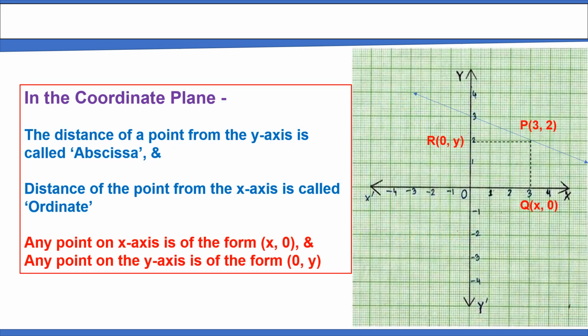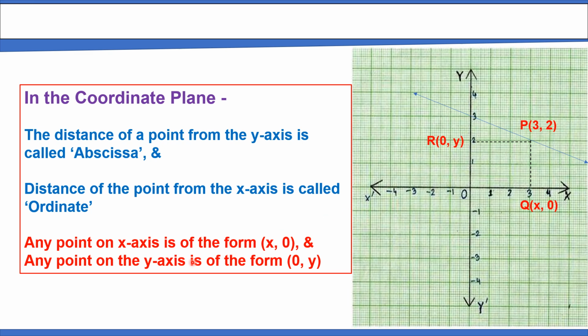Let me recall the basics of the chapter coordinate geometry, which you have learned in your earlier classes in 8th and 9th standard. Here there is a point P(3, 2) in the coordinate plane. 3 represents the distance from the y-axis and 2 represents the distance from the x-axis. So the distance of the point from the y-axis is called the abscissa. 3 is the abscissa, and the distance of the point from the x-axis is called the ordinate. 2 is the ordinate.